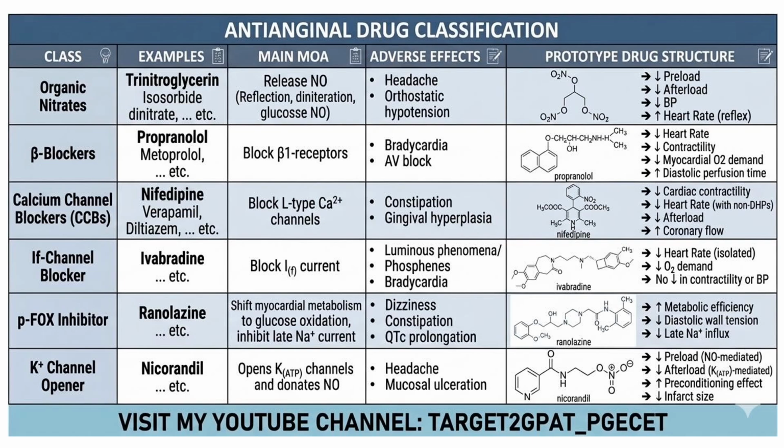Here these are divided into the following classes. Here I have made these two, that is IF channel blockers and PFOX inhibitors. These together are generally represented in your textbook's general classification as other drugs. But I want to be more specific with respect to our GPAT, PGECET and NIPER exams, so I have classified the other agents into IF channel blockers and PFOX inhibitors here.